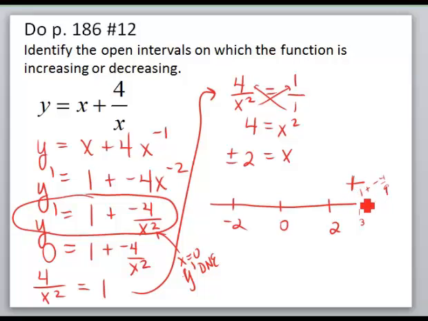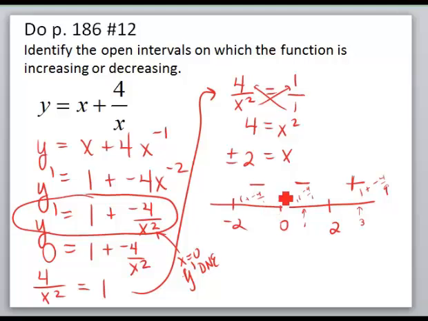If I try 1, put 1 in here, I get 1 plus negative 4 over 1. That would be a negative number. So the numbers between 0 and 2 are negative. All the slopes of the tangent lines are negative, meaning it would be decreasing. If I try negative 1, I have 1 plus negative 4 over negative 1 squared, which is 1. So I still have a negative value here.